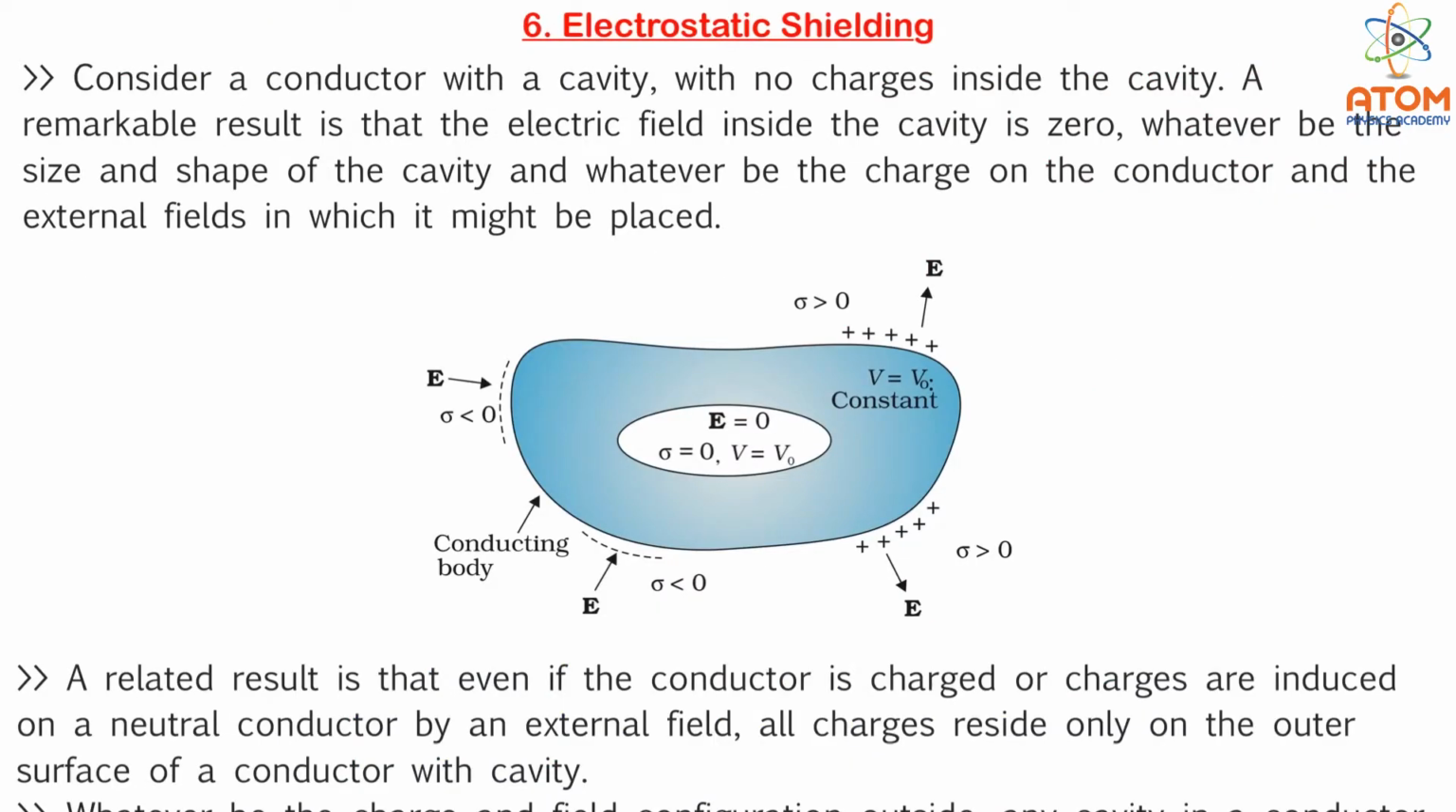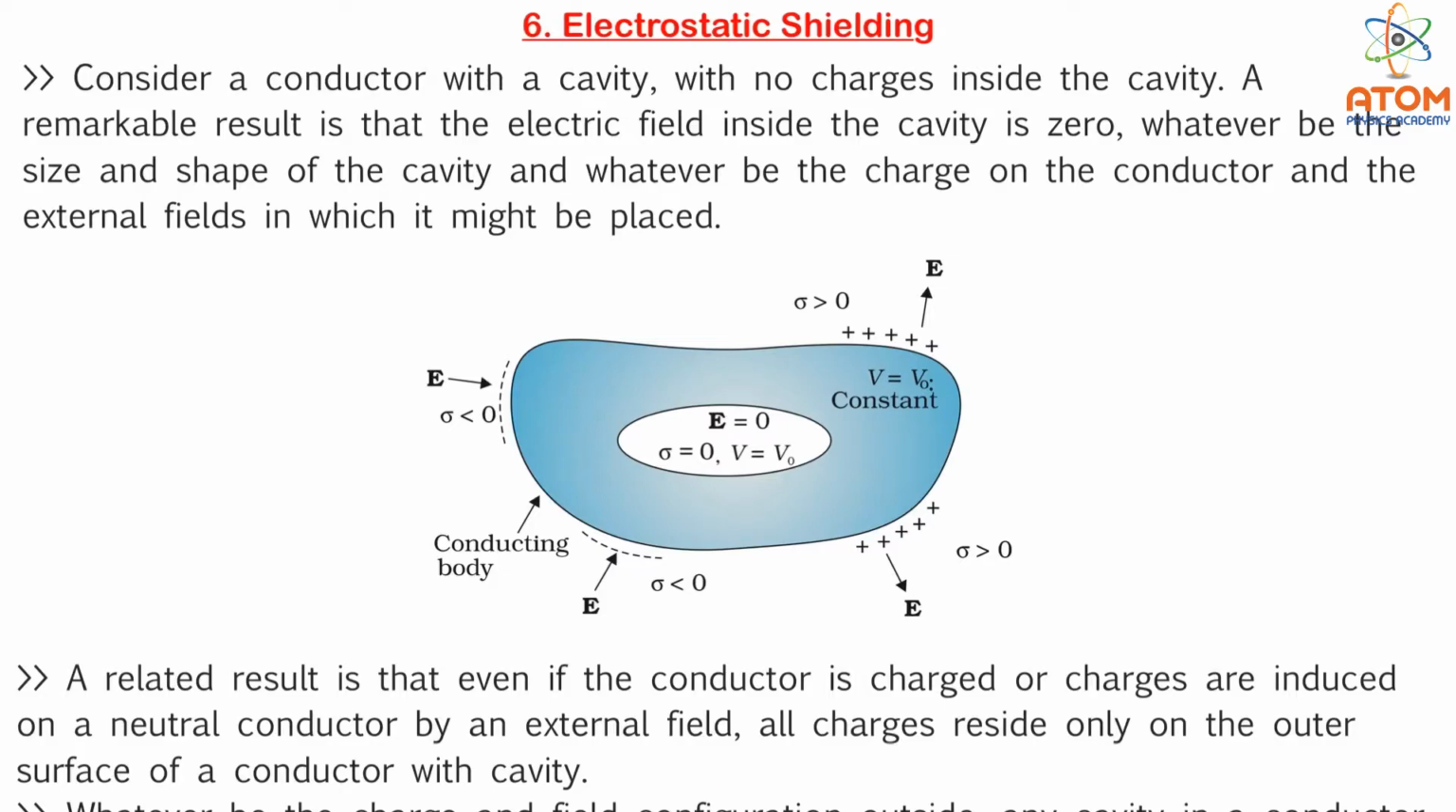Now let us see the sixth important point of the electrostatics of conductors, that is electrostatic shielding. Let us see what this electrostatic shielding is. First of all, consider a conductor with a cavity. Cavity means this is a conductor which is hollow inside. So consider a conductor with some cavity inside. Here is the cavity.